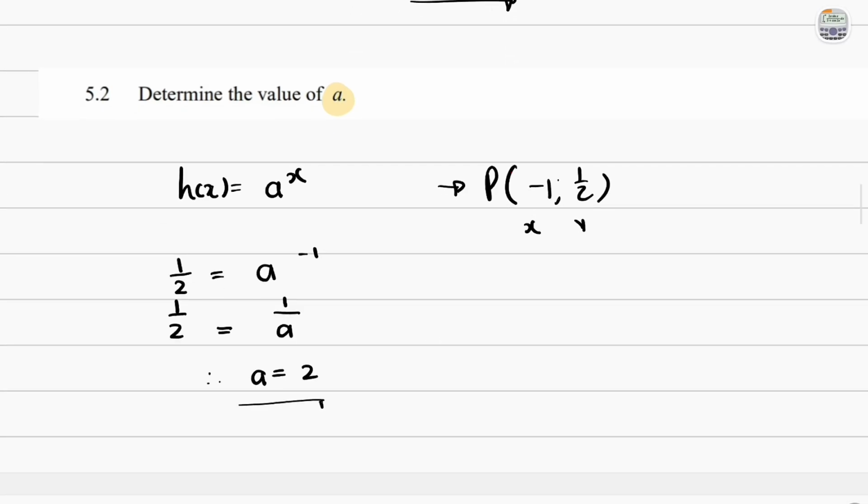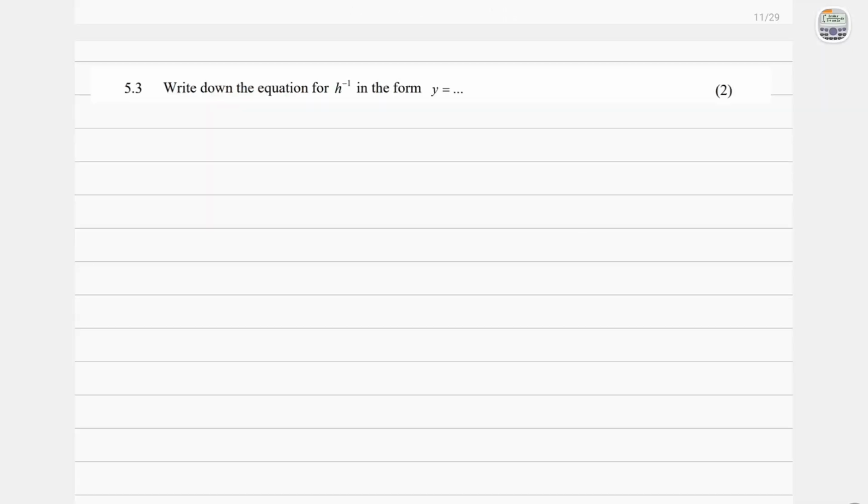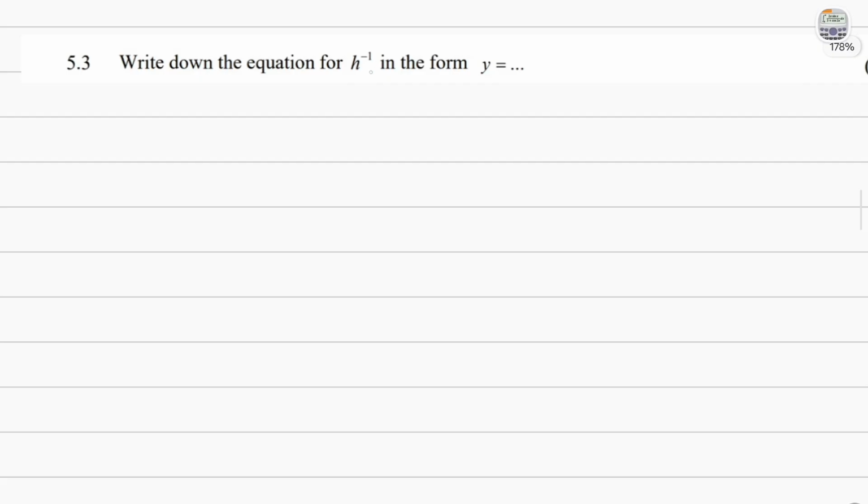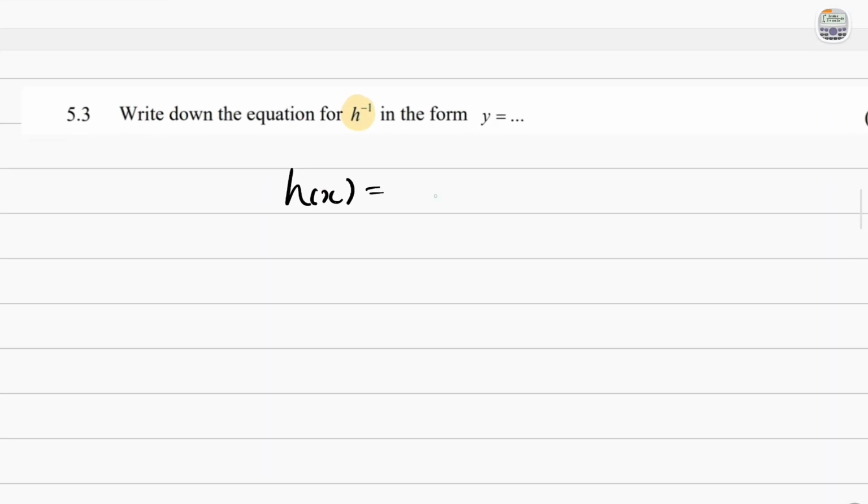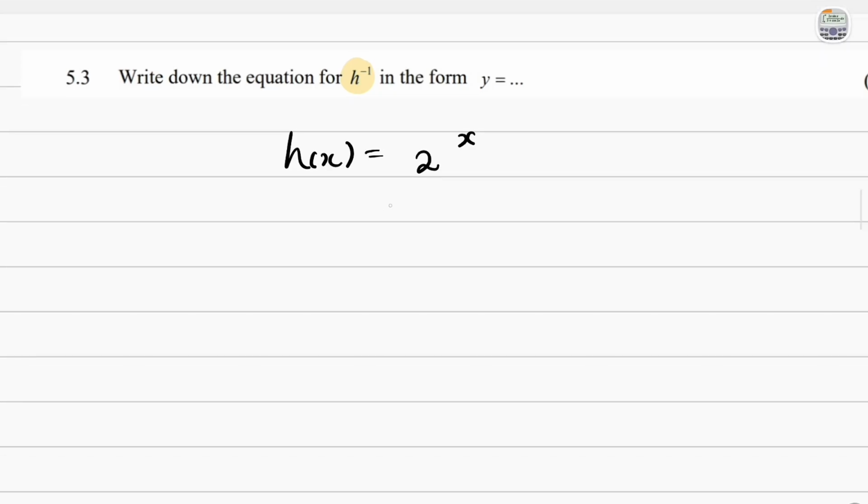Moving on to the next question. The next question says, write down the equation of the inverse of h in the form of y is equal to. So the equation of h is currently h of x is equal to, and we found a to be 2. So this is 2 raised to the power of x. And so you can just rewrite it as y equals. And now to find the inverse, we need to switch x and y. So swap x and y, meaning y becomes x and x becomes y.